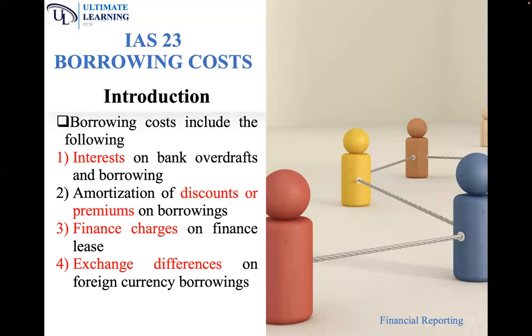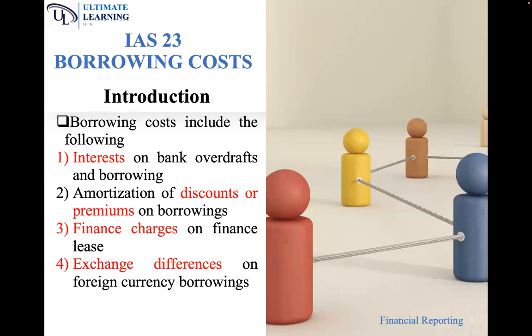For example, if I approach a bank and they give me a loan, borrowing cost is not the loan that I receive, but the interest that will be paid on the loan that has been received. So when we talk of cost of borrowing, this is the interest that is being paid. It's not the amount that is being borrowed, but rather the interest that is being paid. It's not the principal, but the interest.